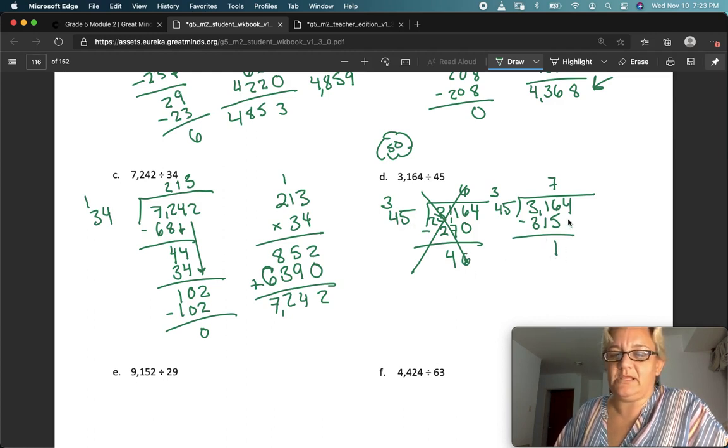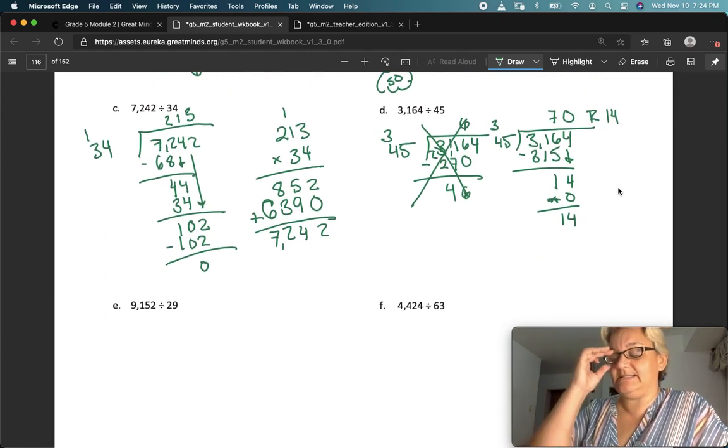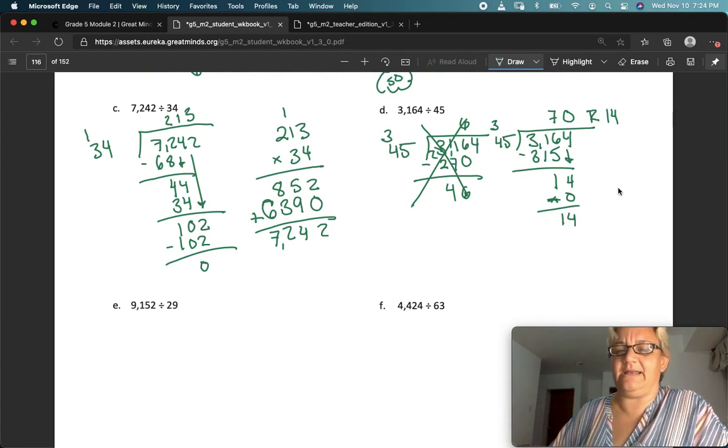So there's 1. Bring down the 4. Well, 45 is going to go into 14 exactly 0 times. 0 times 45 is 0. Oops. And our remainder is 14. Okay. Now I took up a little space there when I made that mistake. It wasn't a mistake, it was just a bad estimate. Sometimes we have to go back.